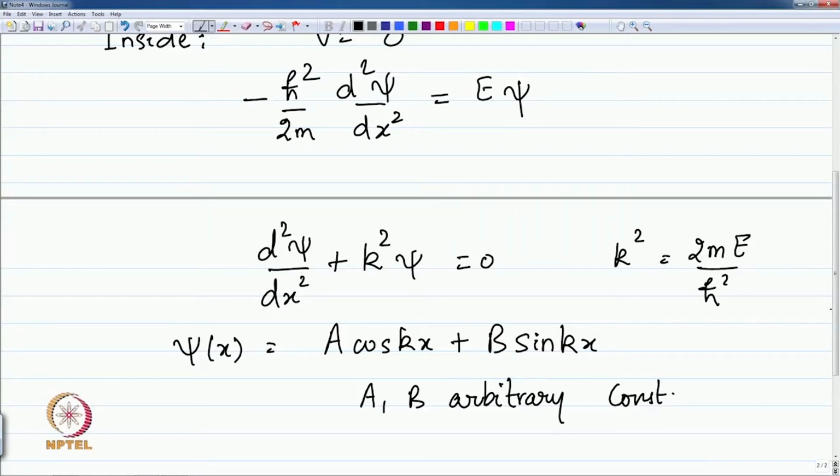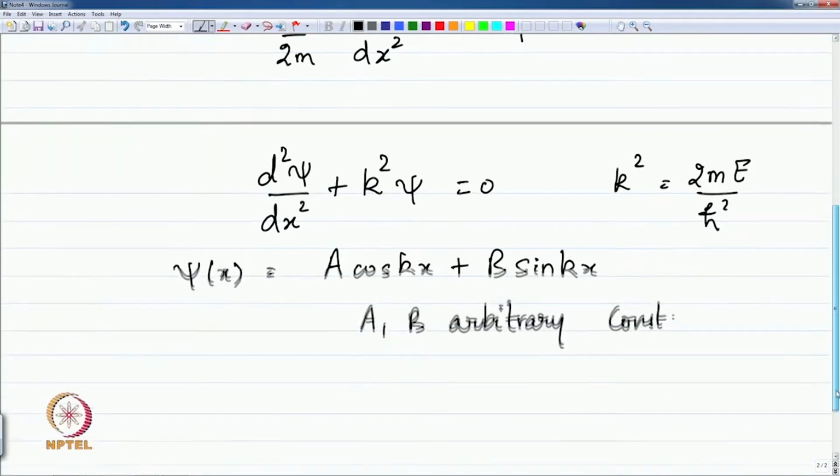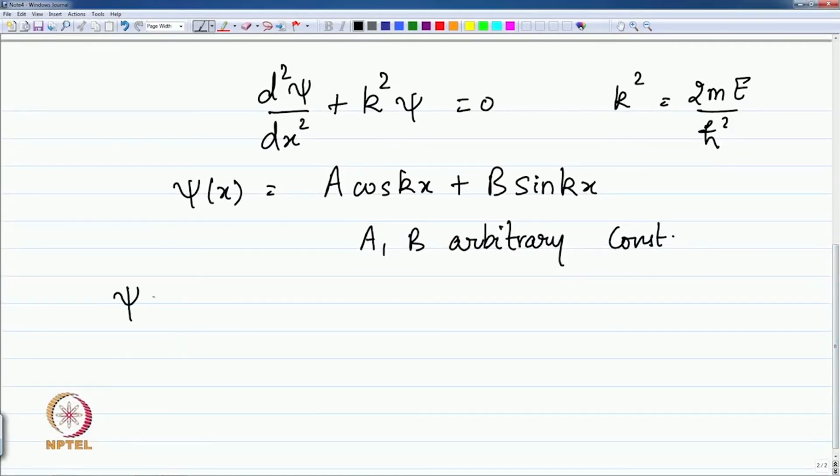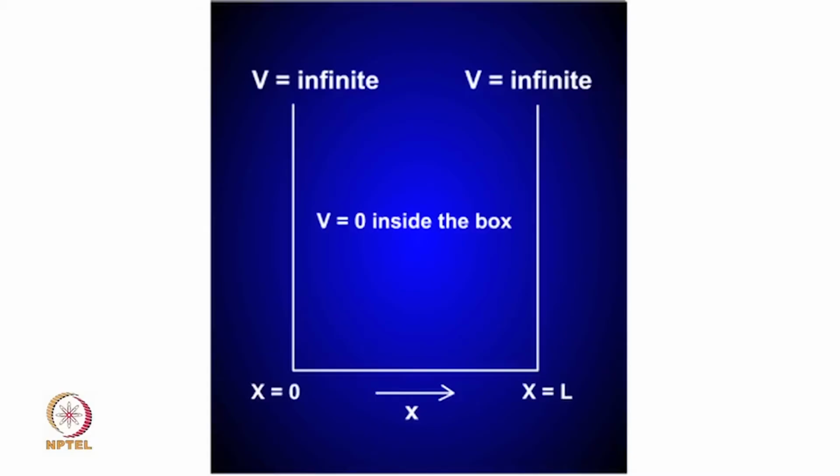Now, if you look at that solution with the boundary condition that you have, namely psi of 0 is 0, immediately you have a is equal to 0, because cos kx is 1 and sin kx goes to 0, therefore a is equal to 0. If you have psi at L, which is the other extreme of the box, please remember this model, at x is equal to L at this point.